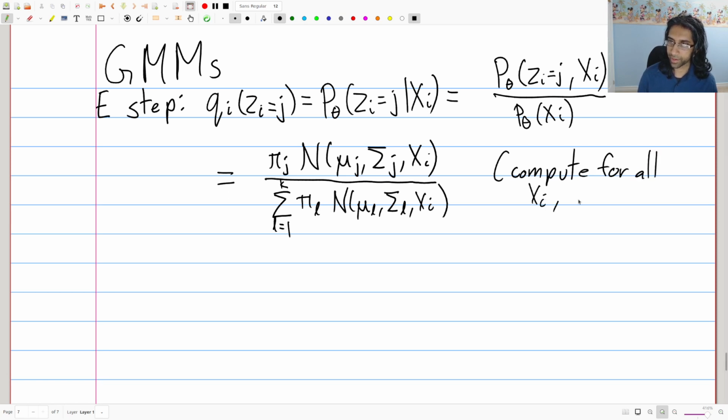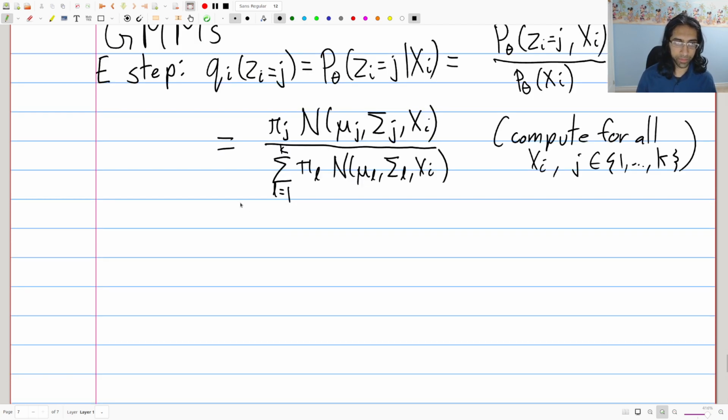For all xi, and also for each of these, you have to compute it for all j in set 1 through k. And then once you have that, then you have all these parameters here. Okay, so that's one thing. And then the M step is the other part, which we will not do in full.